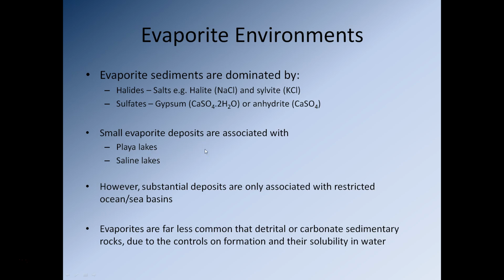However, if you want to really form substantial quantities of evaporite minerals, the only real way to do it is to essentially isolate a large portion of the ocean. So evaporites are far less common than detrital or carbonate sedimentary rocks due to the very limited controls on their formation, and the fact that once you form an evaporite mineral, if you then put seawater back on top of it, that seawater will then start to dissolve the evaporite mineral. So it's very easy to dissolve any evaporite minerals that are formed back into seawater, and they will be lost.